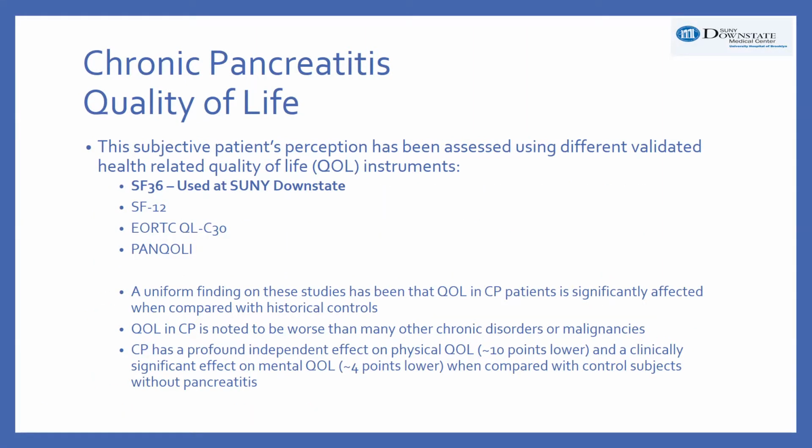This is some of the quality of life concern. We are using, at Downstate, the SF-36 form. I think most programs use a variation of it. Although there is a specific PANCREAS-QoL score, developed as a tool specifically for patients with pancreatitis, I don't think it's widely used as of now.